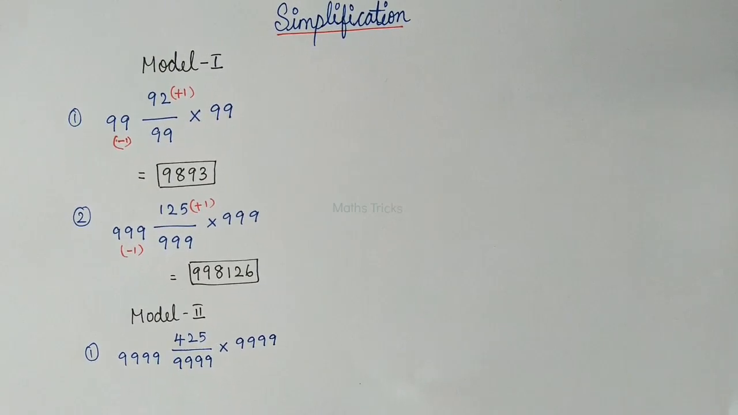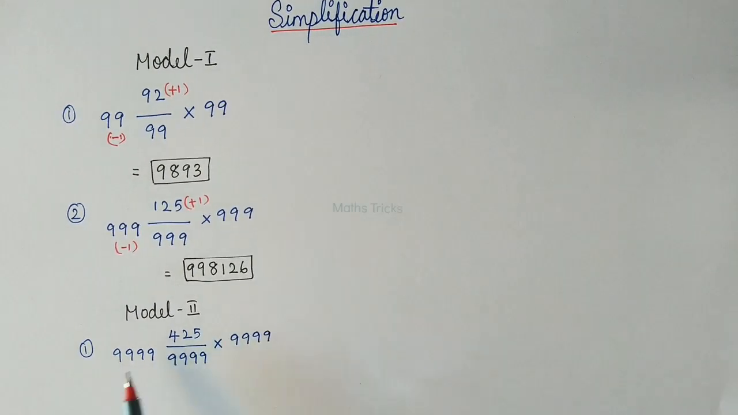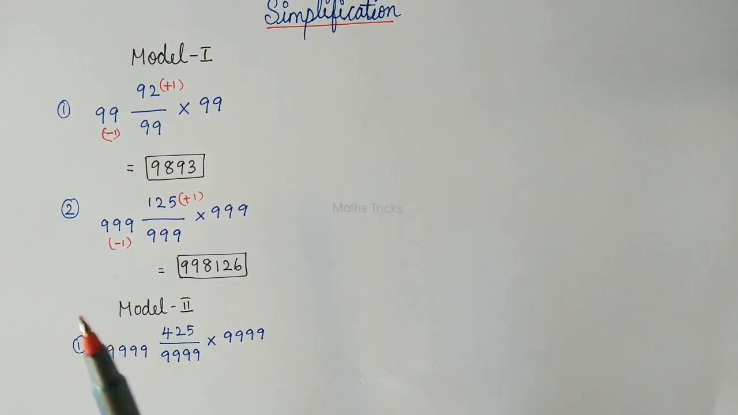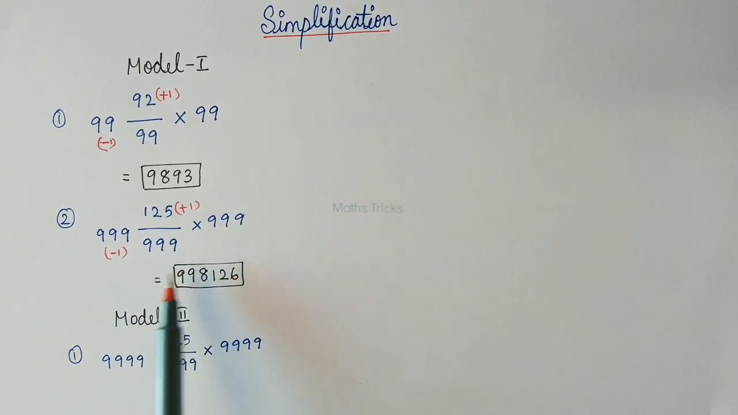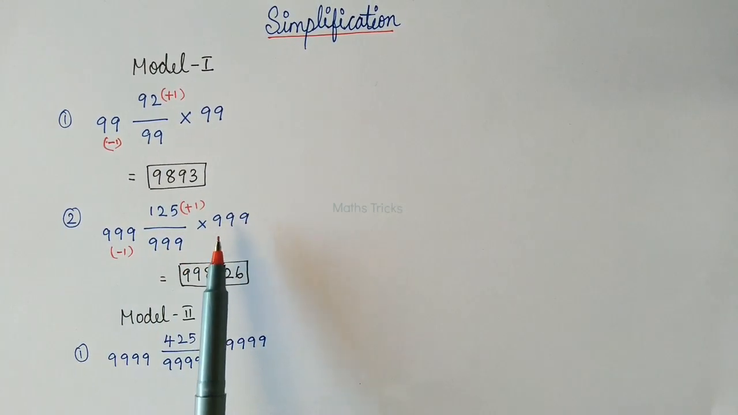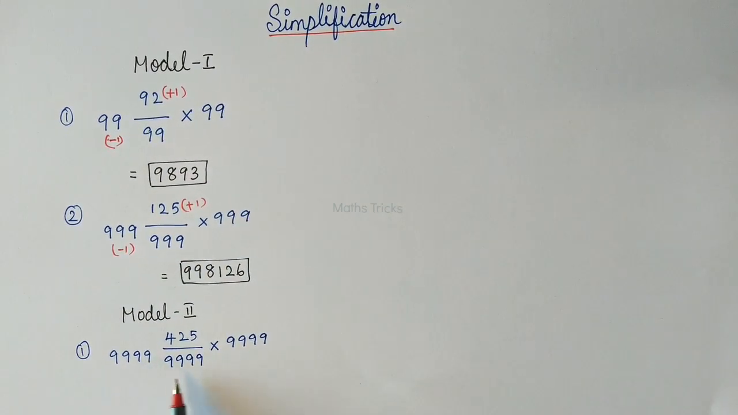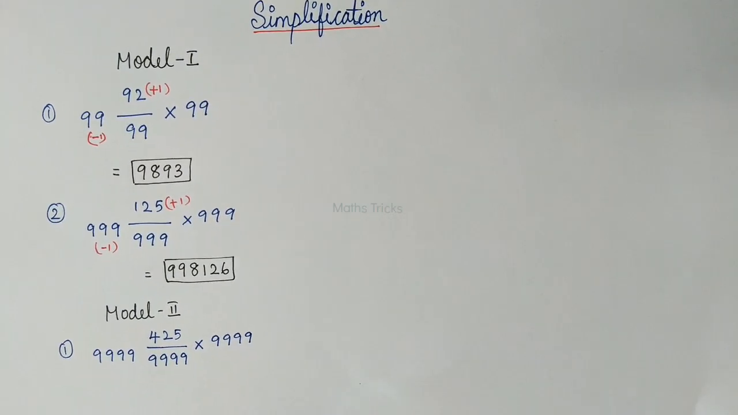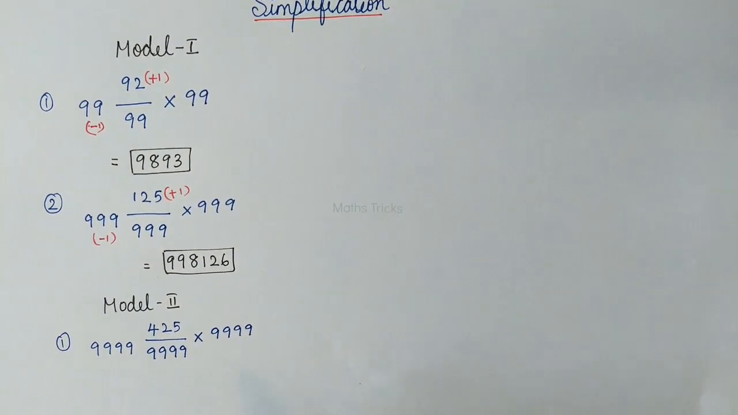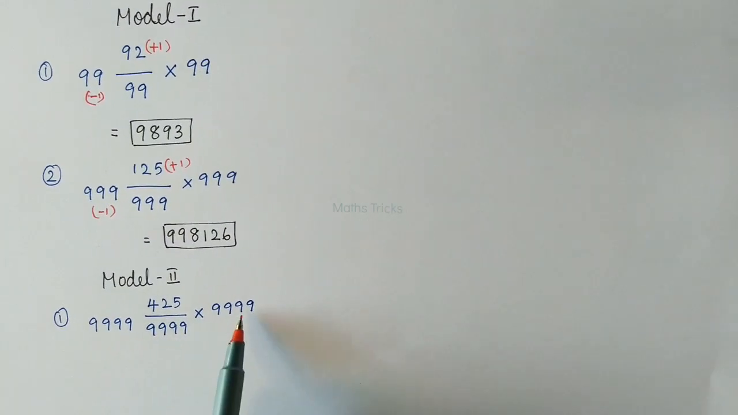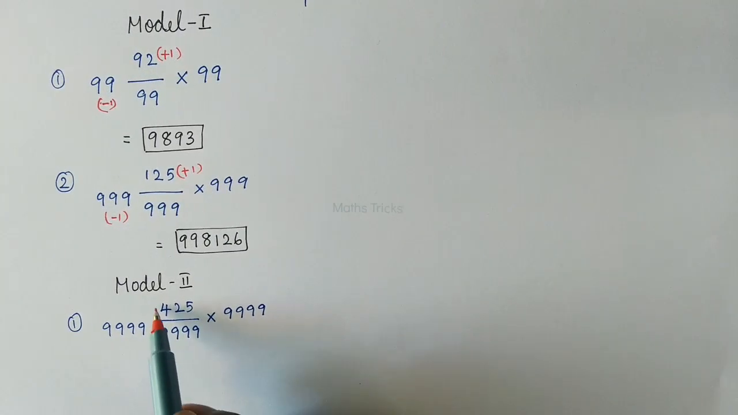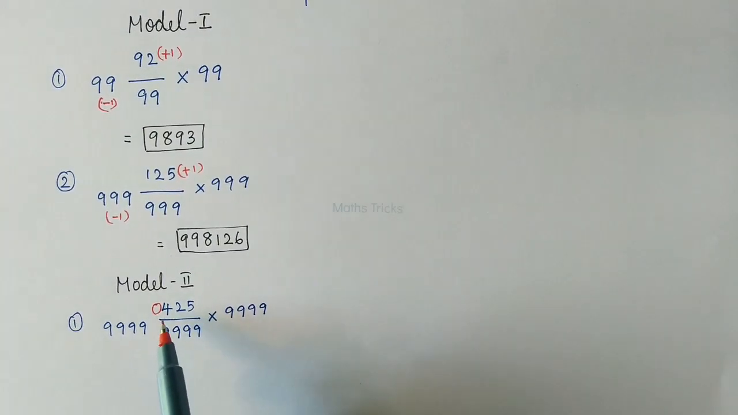Now let's see model 2, and this sum is somewhat different from model 1, that is 425 divided by 9999 into 9999. The 4-digit 9s are in the same condition. Here we have 4 digits, but in the upper side we have only 3 digits. So what we have to do? We have to change this upper 3 digits into 4 digits. So we have to put 0 here. This is the trick for the second model.